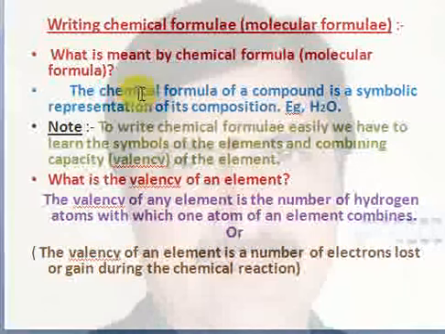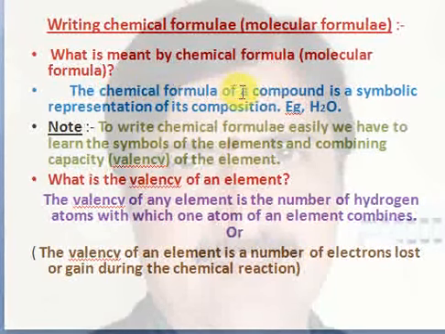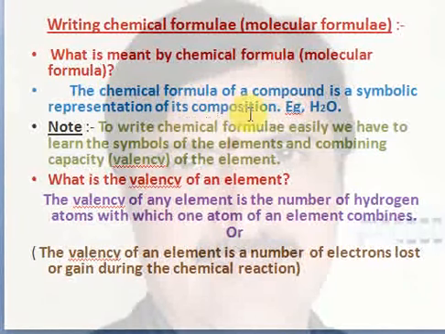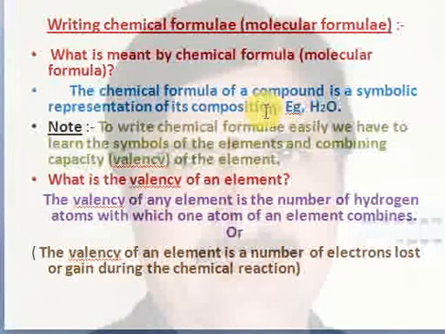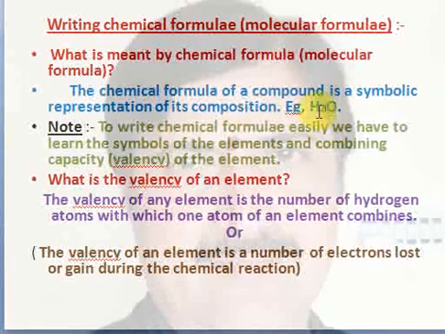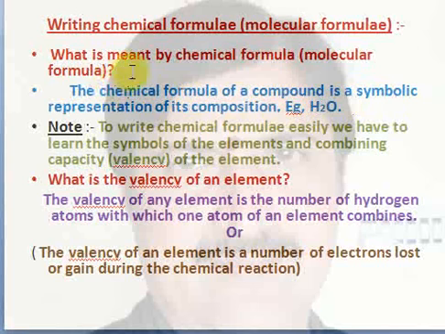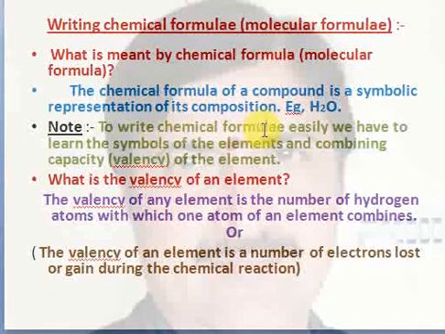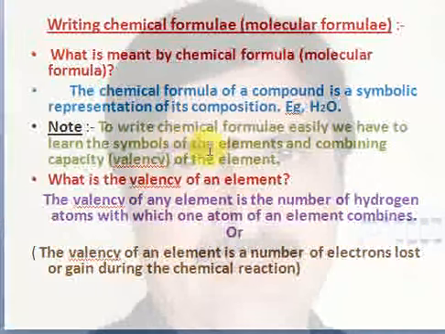So what is molecular formula? Molecular formula of a compound is a symbolic representation of its composition. ಒಂದು ಕಾಂಪೌಂಡ್, ಕೆಮಿಕಲ್ ಕಾಂಪೌಂಡ್ನಲ್ಲಿ ಏನೇನು ಕಾಂಪೋಸಿಷನ್ ಇದೆ, ಹೈಡ್ರೋಜನ್ ಆ್ಯಂಡ್ ಆಕ್ಸಿಜನ್ ಇದೆ ಮತ್ತು ಎಷ್ಟಿದೆ ಅನ್ನೋದನ್ನು ಸಿಂಬಲ್ಗಳನ್ನು ಬಳಸಿ ನಾವು ಬರೆದ್ರೆ ದಟ್ ಈಸ್ ಕಾಲ್ಡ್ ಕೆಮಿಕಲ್ ಫಾರ್ಮುಲಾ. But to write chemical formula, we have to learn the symbols of the elements.